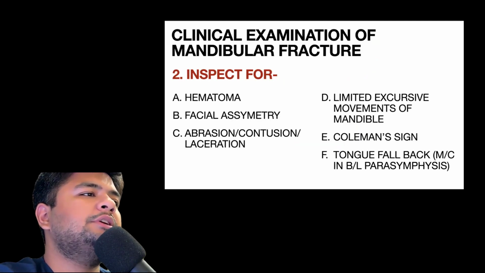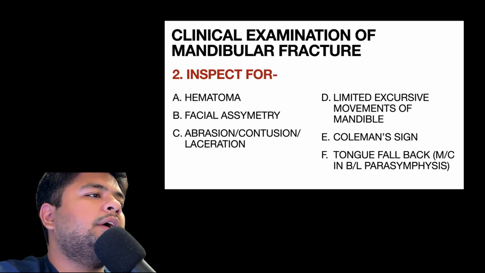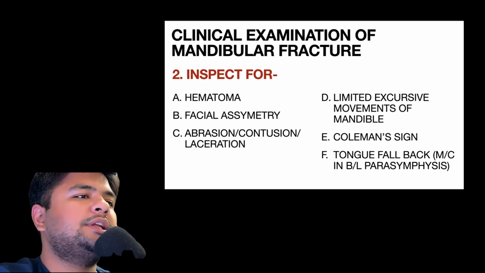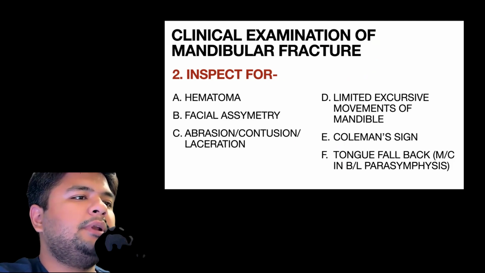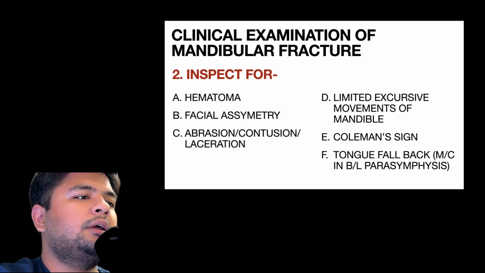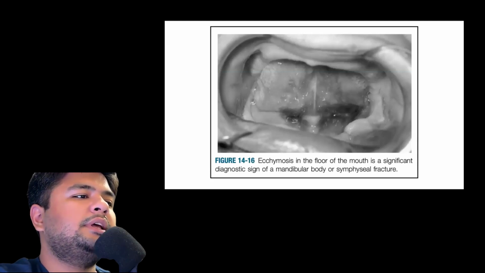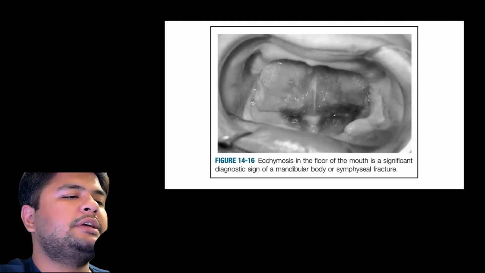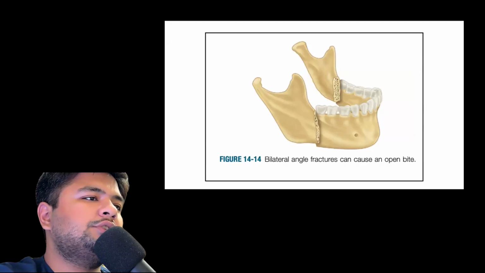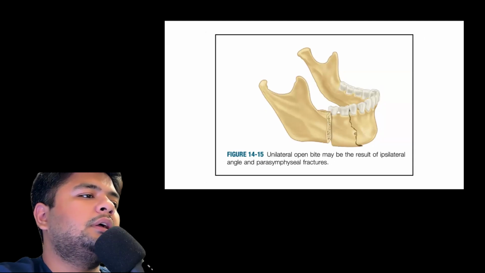Then coming to the clinical examination of mandibular fracture. Here we will be inspecting for the hematoma, any facial asymmetry, abrasion, contusion or laceration, limited excursive movements of the mandible, Coleman sign or tongue fallback, most common in the bilateral parasymphysis. Here in this case, we can be seeing the ecchymosis in the floor of mouth, which is a significant diagnostic of a mandibular body or a symphyseal fracture due to breach in the lingual periosteum. Then coming to the bilateral angle fractures, which can cause an open bite. Then a unilateral open bite may be the result of ipsilateral angle and parasymphyseal fracture.